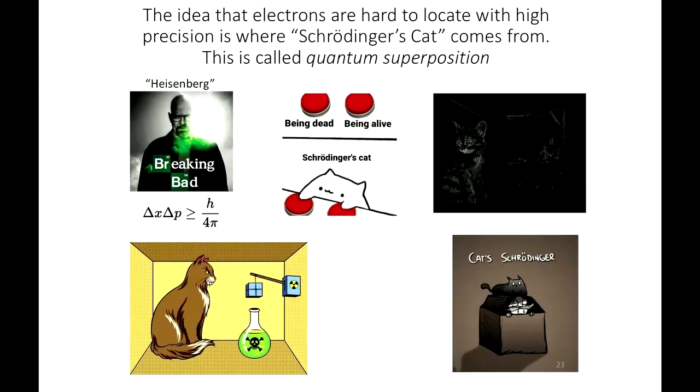It's a thought experiment that relates to the uncertainty associated with an electron. The idea that the cat is both dead and alive, or that an electron is hard to locate, is the whole idea of quantum superposition.